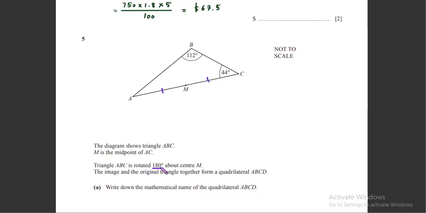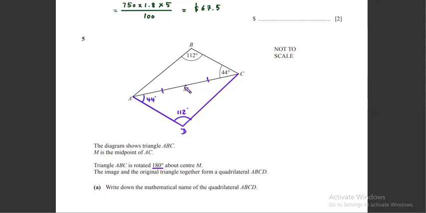When we rotate it by 180 degrees, whether it's in the clockwise or the anti-clockwise direction, the shape will be the same. Now, in this case, when you rotate it, this is how the shape is going to be. So the triangle will look like this. You're now asked to write the name of this shape, quadrilateral ABCD. This is where D will be. So this angle will be the same angle, which is 112. And this angle, which is 44, will be here when you rotate it.